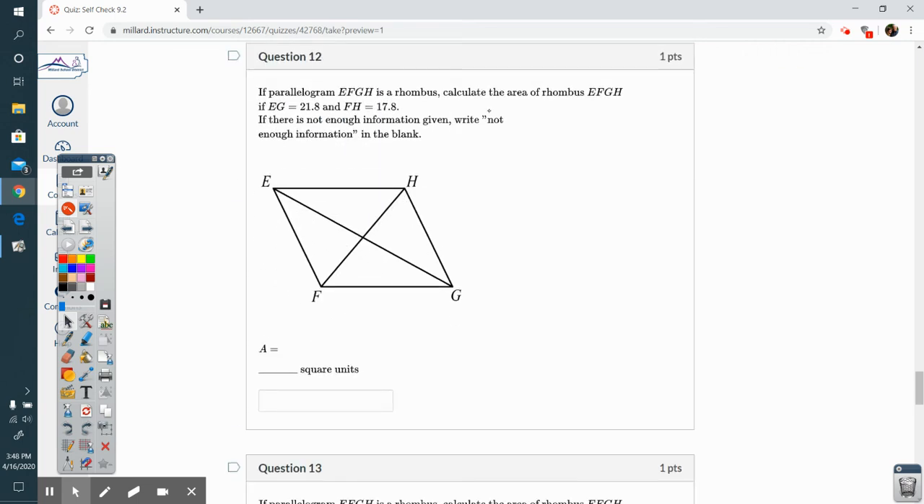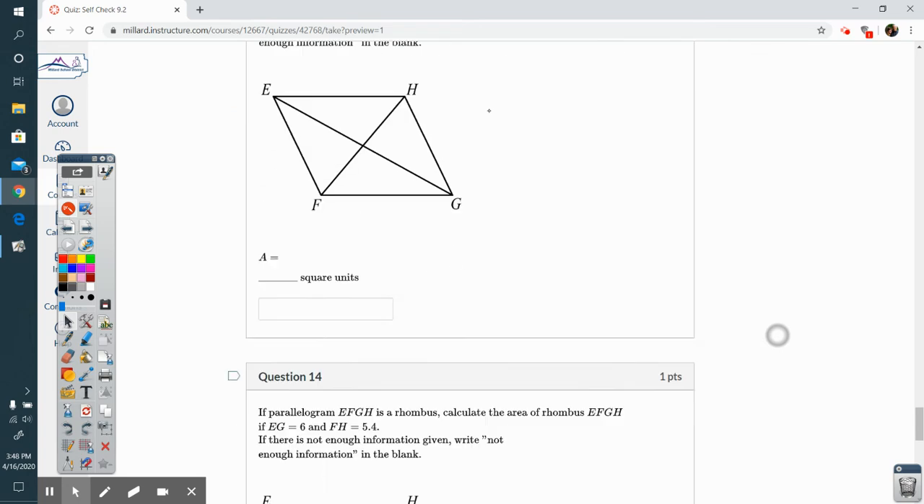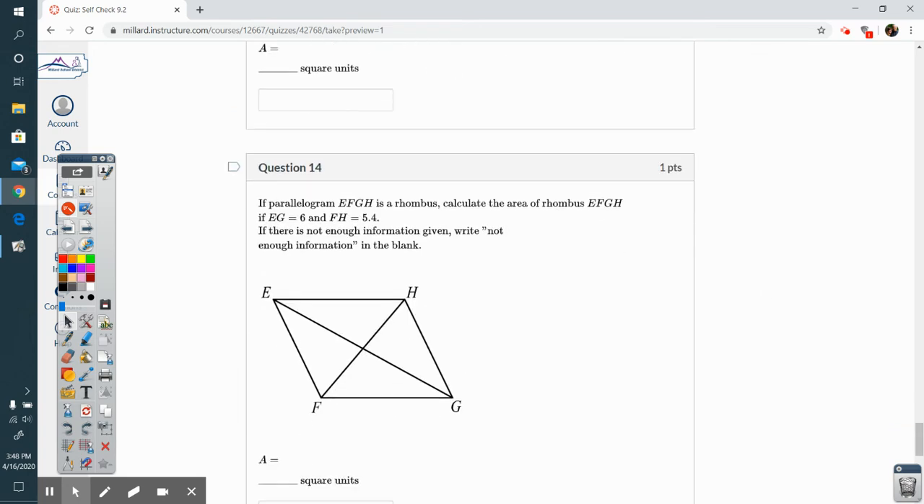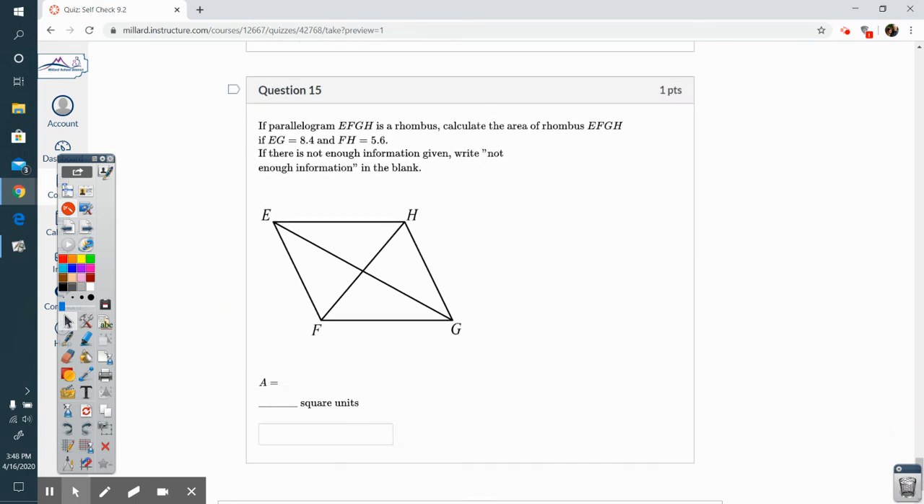Here's another one that's similar. Multiply the diagonals, divide by 2. Again, multiply diagonals, divide by 2. Whoops, that wasn't the last, but this one's similar to the others. So there's a lot of problems on that.